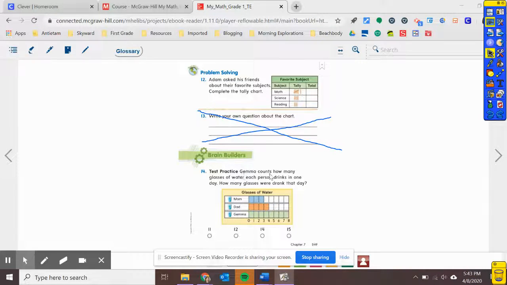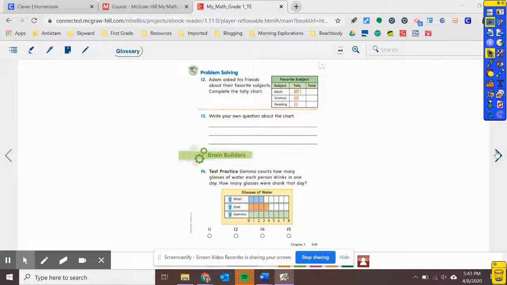Number 14, it says Gemma counts how many glasses of water each person drinks in one day. So how many glasses were drank that day? You need to count up the totals. I would write the totals at the end here, and then you have to add them all together. Okay, it's really good practice with adding.